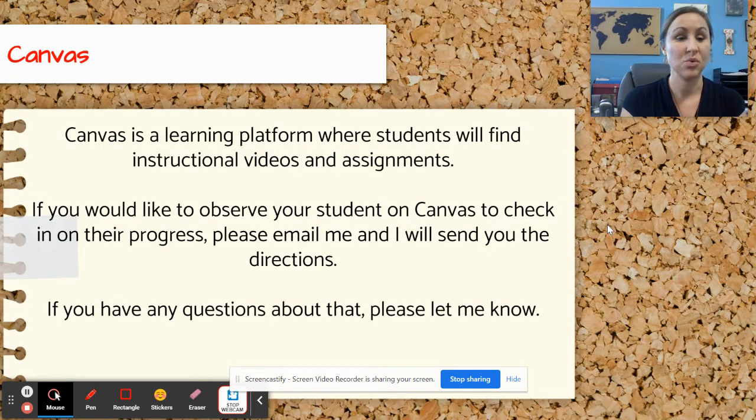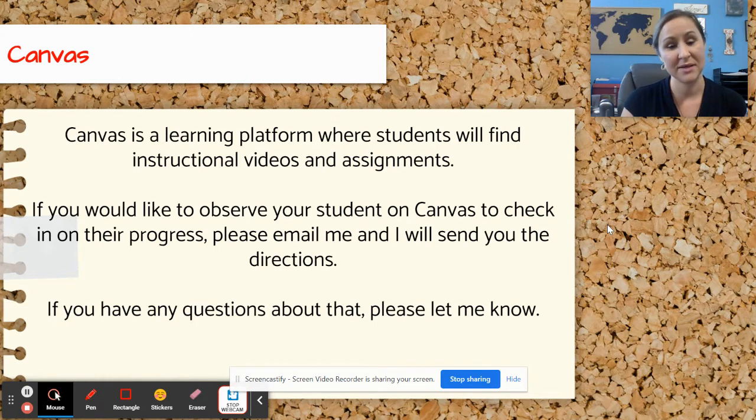In geometry, we use Canvas, and Canvas is a learning platform where students will find all of the instructional videos, all of the Ed Puzzles, and all of the assignments. So anytime a student is absent in either algebra or geometry, they can go onto their respective learning platform and find the assignments that they are missing. Both classes have instructional videos and the Ed Puzzles and all of the assignments online.